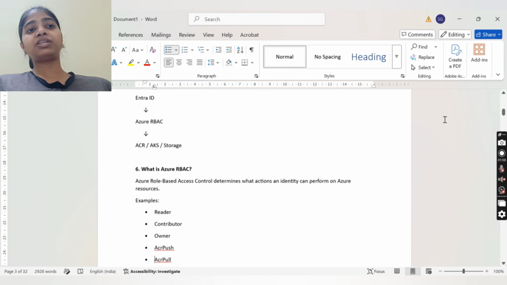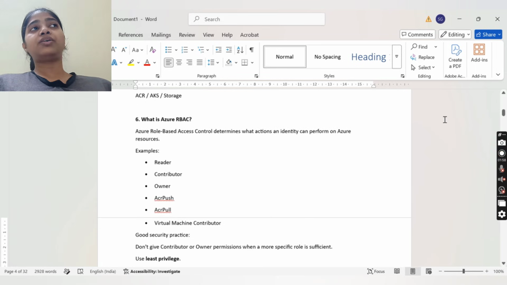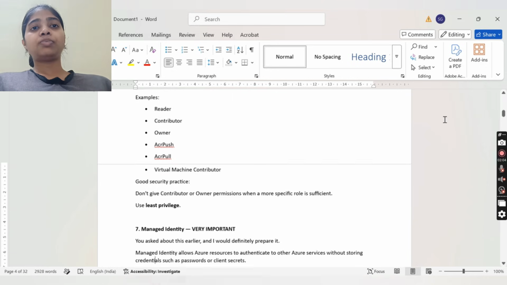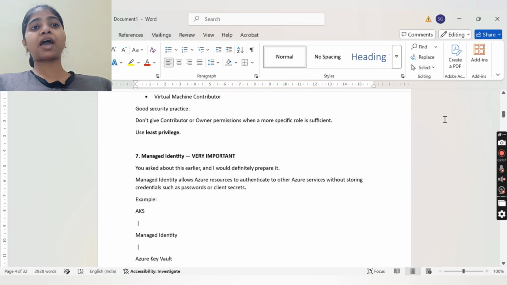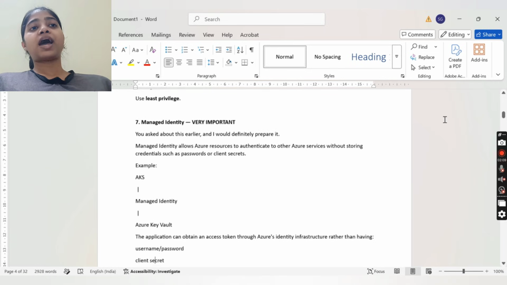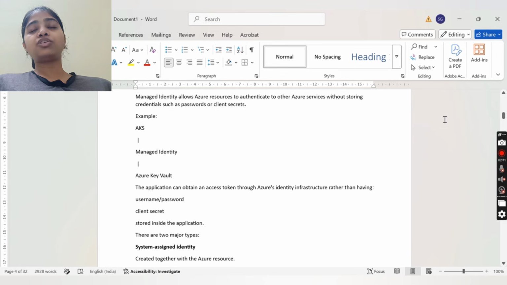What is Azure RBAC? It's role based access control. We have reader, contributor, owner, ACR push, ACR pull, these kinds of access. A good practice is least privilege. Managed identity allows an Azure resource to authenticate to other Azure services without storing credentials such as a password or client secret. We just have to give the client ID, the tenant ID, and the subscription, and we'll be able to connect to that Azure service using managed ID.